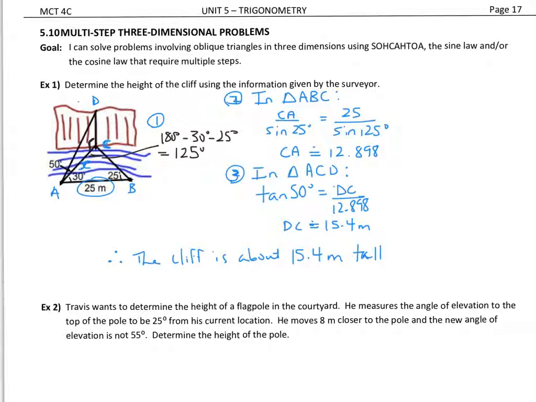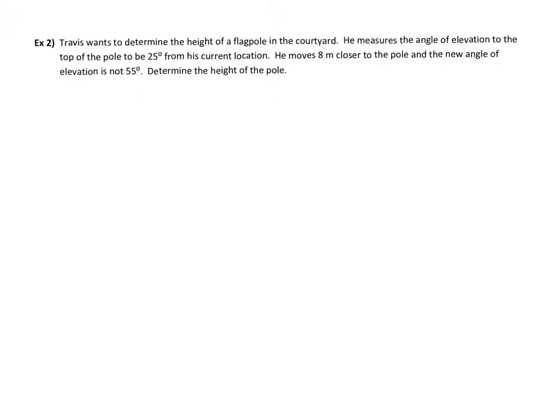All right, example number 2. Travis wants to determine the height of a flagpole in the courtyard. He measures the angle of elevation to the top of the pole to be 25 degrees from its current location. So flagpole, ground, angle of elevation is the angle looking upward from a horizontal. So that angle with the ground looking upwards to the top of the flagpole, that's 25 degrees here.